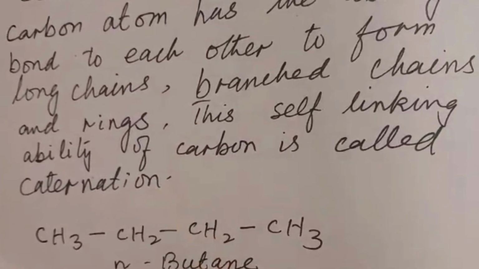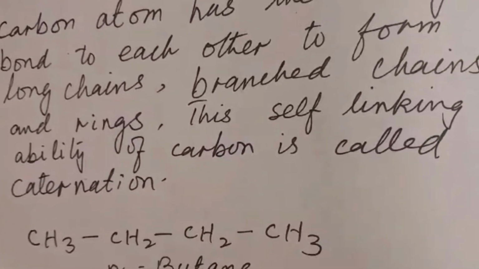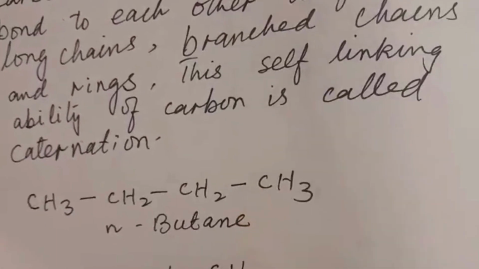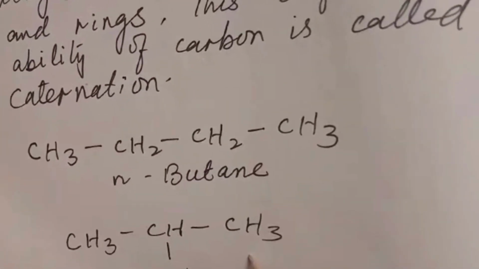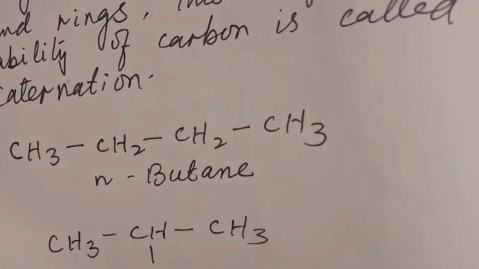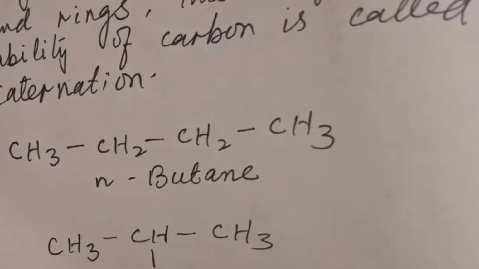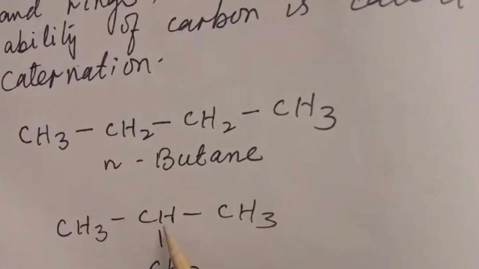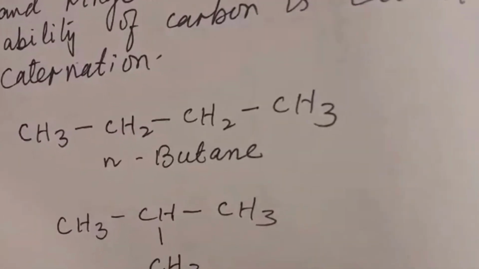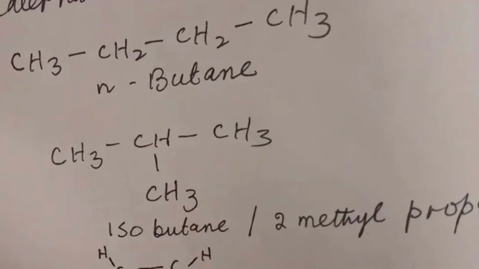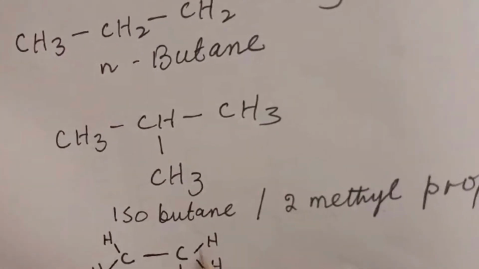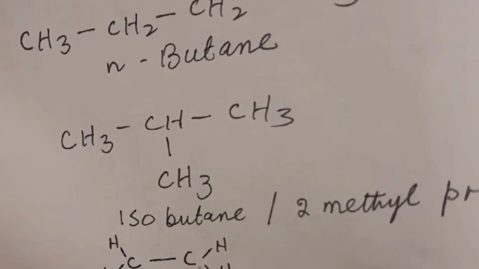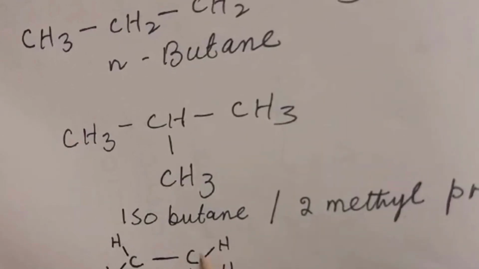The examples of organic compounds: this is N-butane, the straight chain organic compound having 4 carbon atoms. Then we have the branched chain organic compounds. This is called isobutane, also called 2-methyl propane, as on the second carbon atom there is an alkyl radical, methyl. Then we have the cyclic organic compound, which is cyclobutane. There are 4 carbon atoms and each carbon atom has 4 covalent bonds with it.